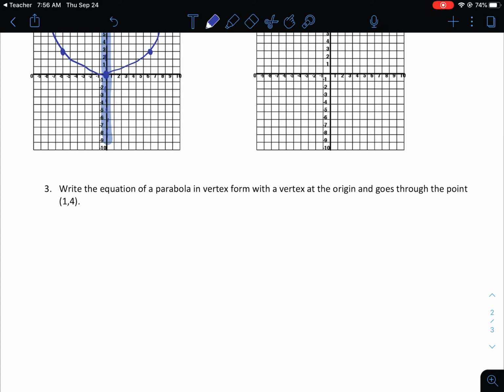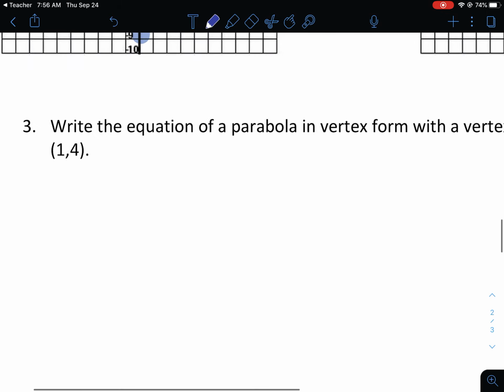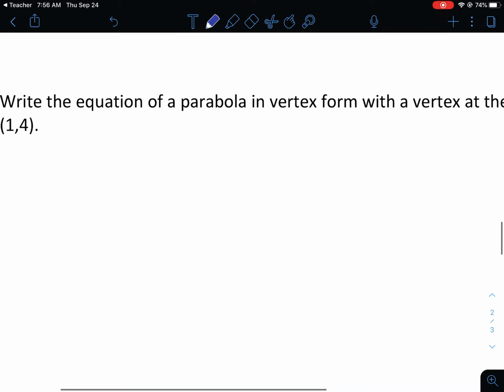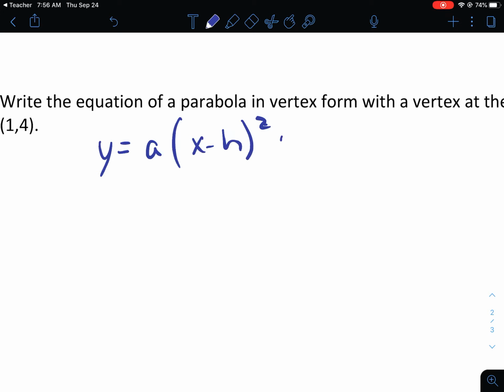Now, what if I didn't know the equation? Could you come up with the equation? So here's an example where it says write the equation of a parabola in vertex form with a vertex at the origin, and it goes through the point (1, 4). So they give you some information here, and they ask you to write the equation. Well, let's start out with our basic equation: y equals a(x minus h) squared plus k.